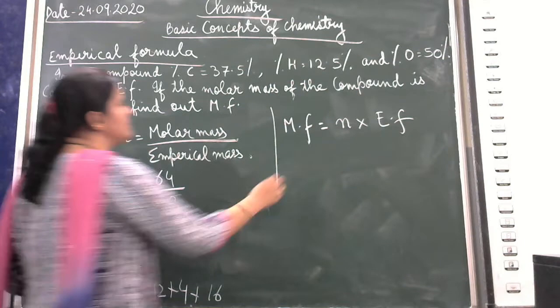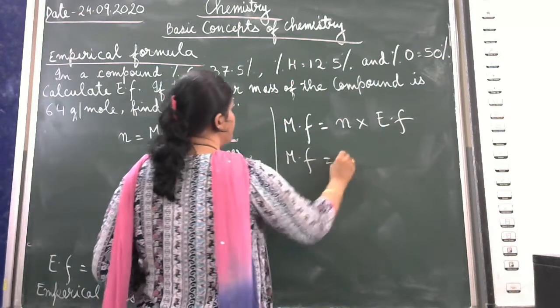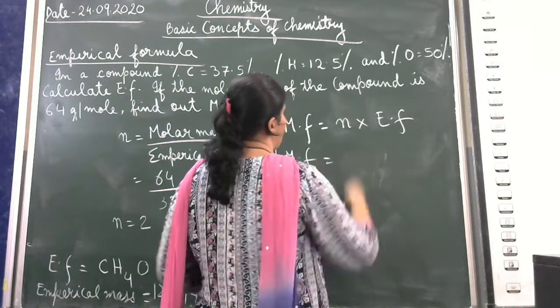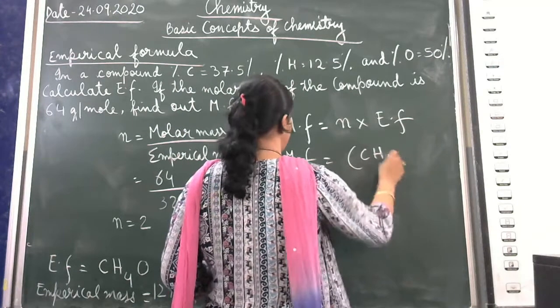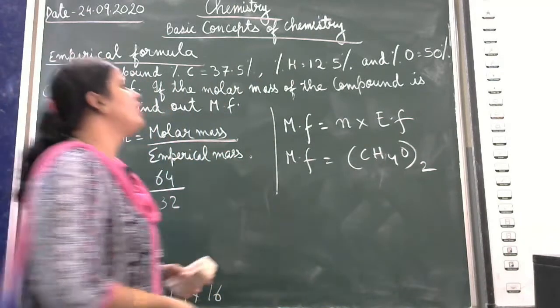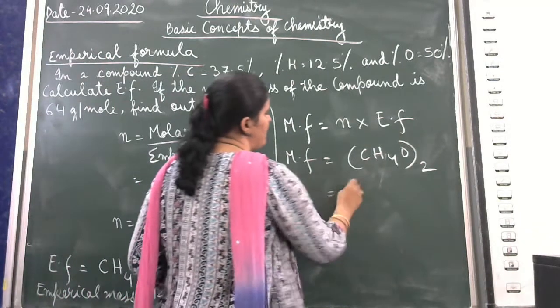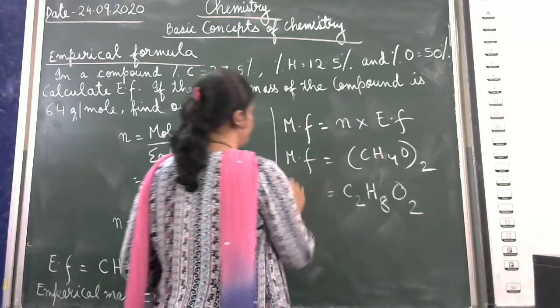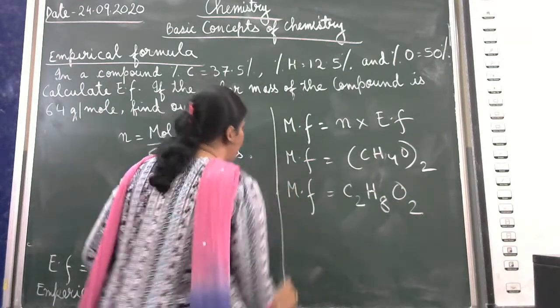So what is my molecular formula then? 2 into this. I could also write it as CH4O whole 2. This is also a form to write it. So the molecular formula will be C2H8O2. This is my molecular formula.